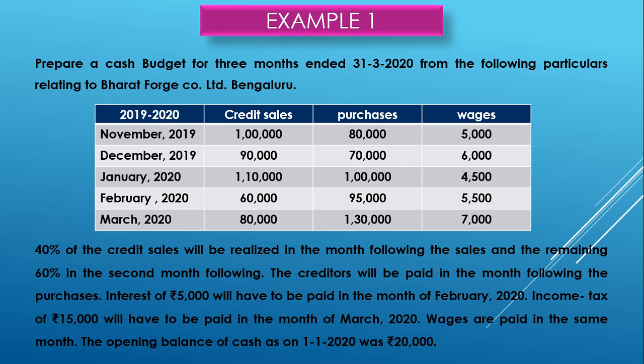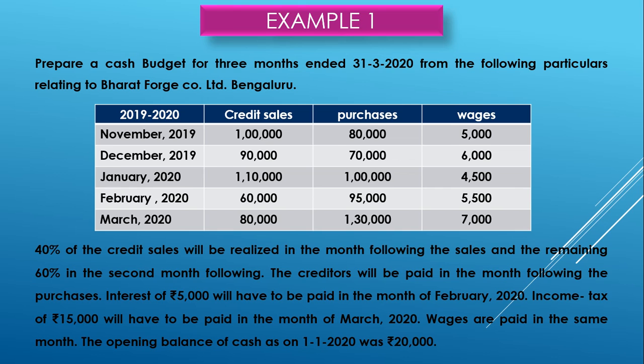Income tax of rupees 15,000 will have to be paid in the month of March. Wages are paid in the same month, and the opening cash balance on January was 20,000. Before solving this example, let us understand that the months end on 31st/3/2020 and we have to prepare cash budget for 3 months. So it should be for January, February and March.